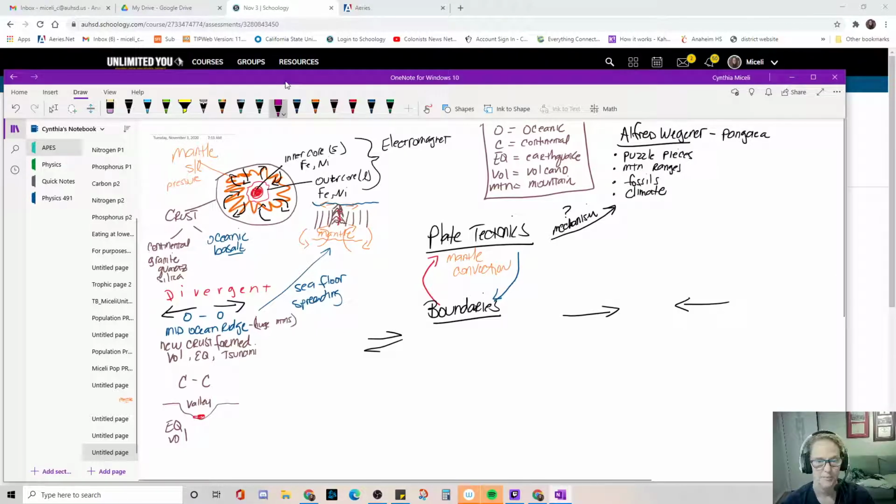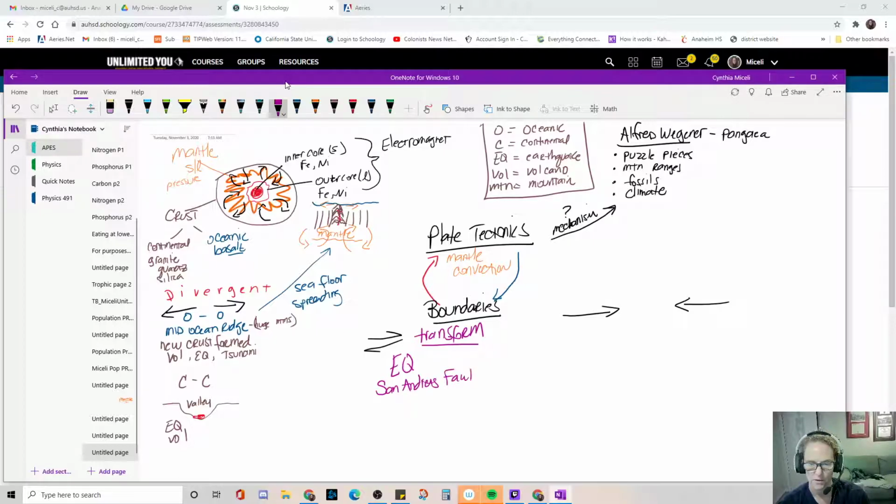Okay, the next type of boundary is this transform boundary. And the transform boundary is when the rock slides right past each other. It grinds on past. We get really big earthquakes. I'm making this big because they're huge earthquakes. And we have a very famous transform boundary in California, the San Andreas Fault. We get no lava, no mountains, no volcanoes.